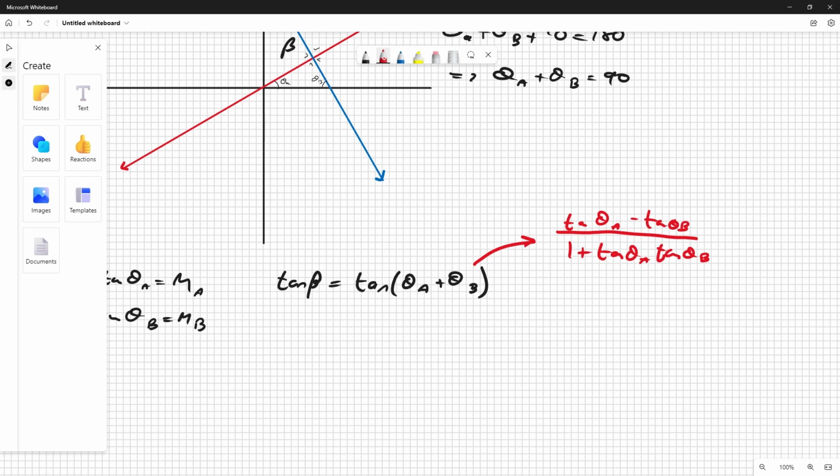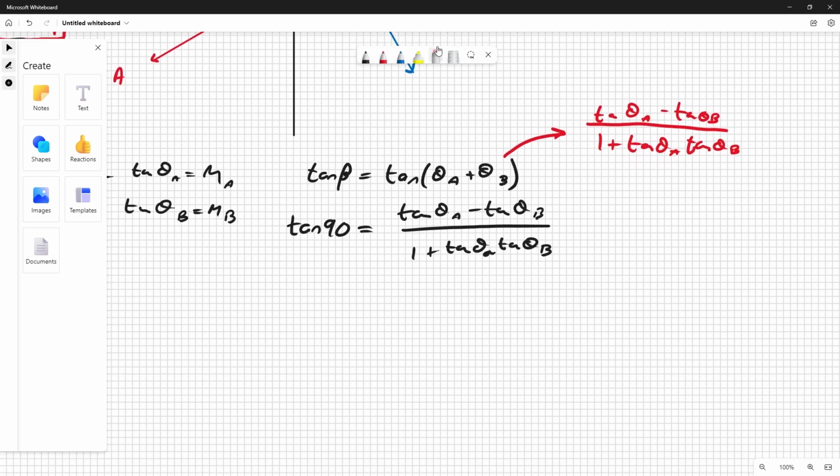So, with this, we can now put this into the formula. Now, remember, beta's 90 degrees, so we can just say tan of 90 equals tan theta A minus tan theta B all over 1 plus tan theta A tan theta B. Now, you can sort of approach this in two different ways. It could go off like this, but both of them will coincide with each other.